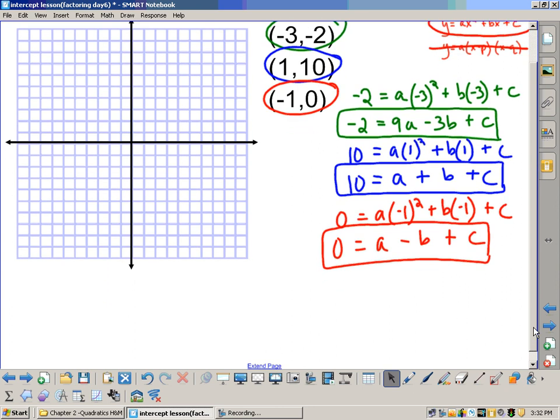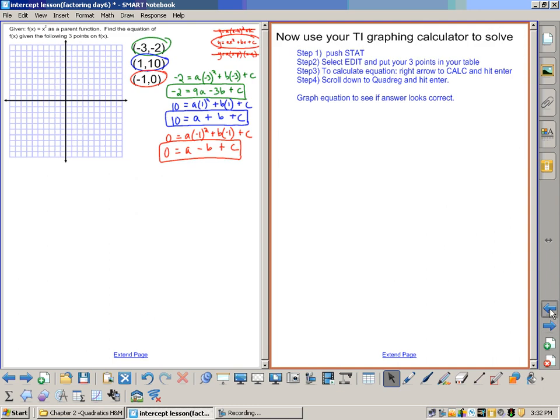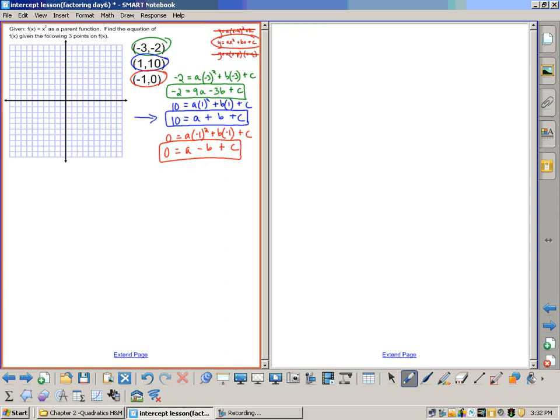Alright, so first, can we see any of these that we could either solve by substitution, graphing, or elimination? Let me see. I want to get this up here. I have the blue equation up here and the red. Alright, it looks like I could use elimination to get rid of a variable there.